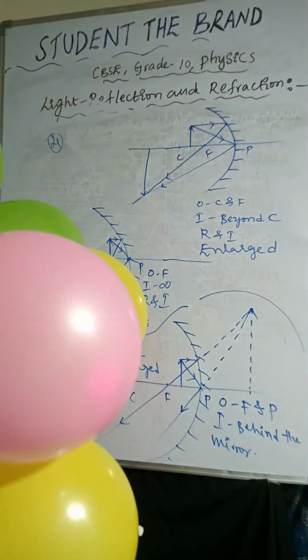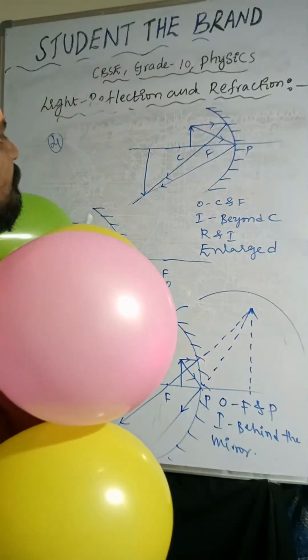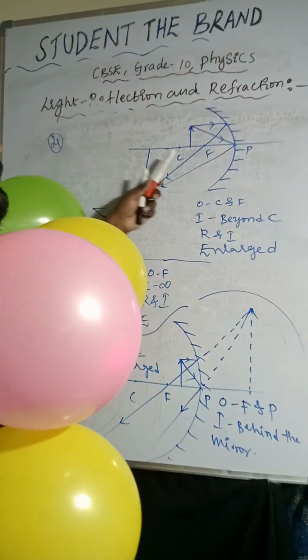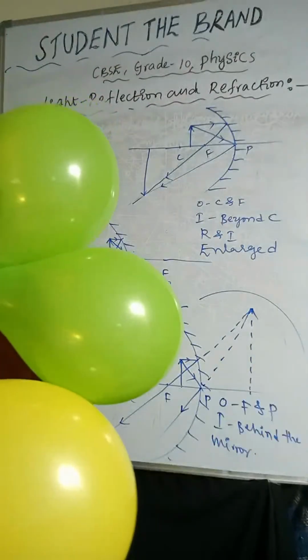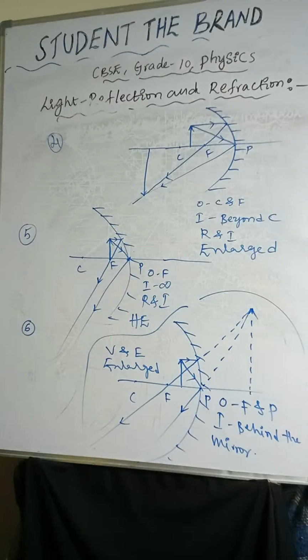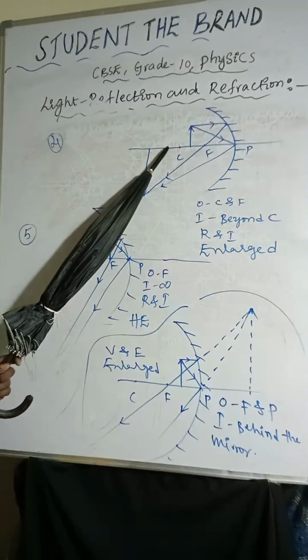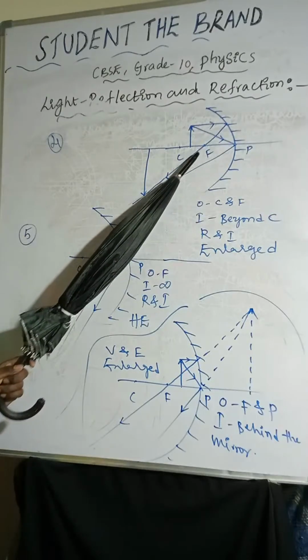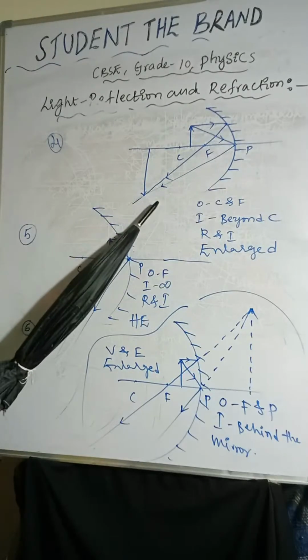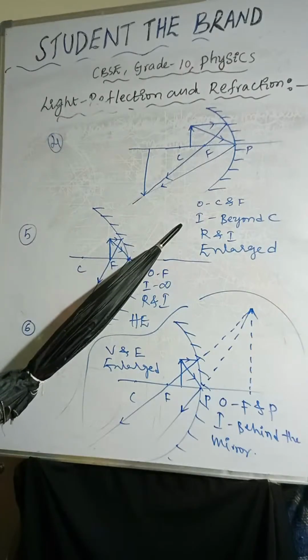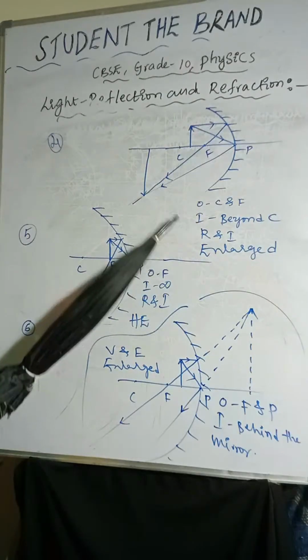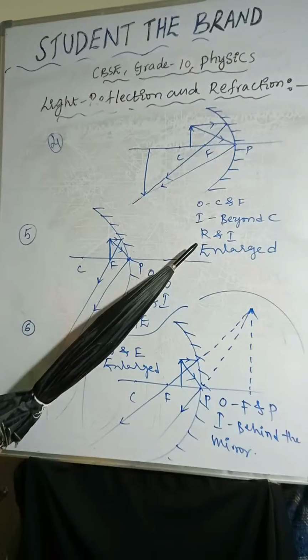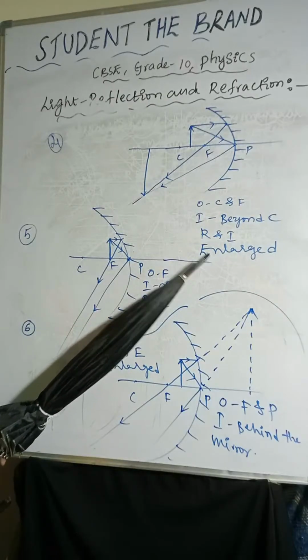So once again, check here. Object is placed between C and F. Image is forming beyond the center of curvature. Nature of the image is real and inverted. Size of the image is enlarged.